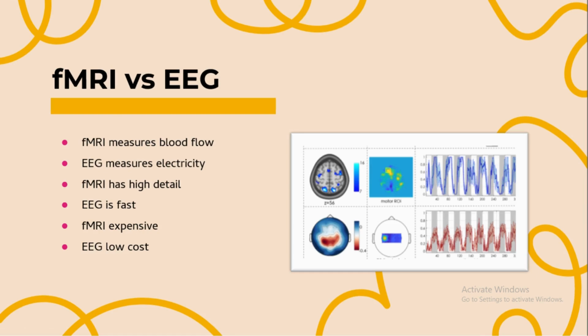There are some differences between fMRI and EEG. fMRI measures the blood flow, while EEG measures the electricity. fMRI has high detail. For example, EEG is fast, while fMRI is very expensive, and EEG has a low cost.